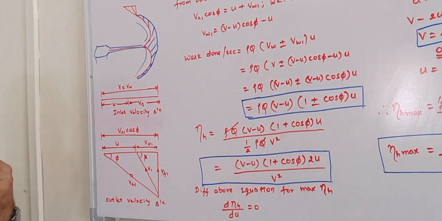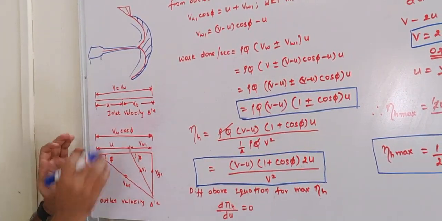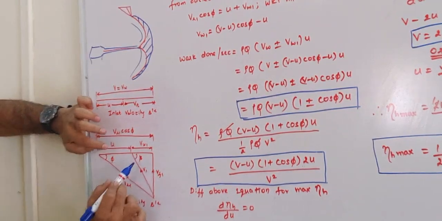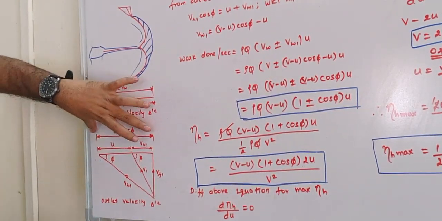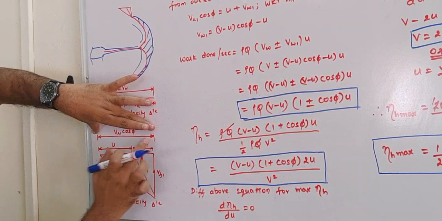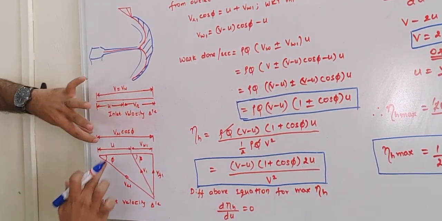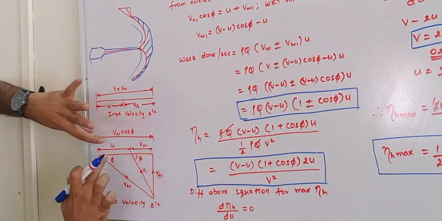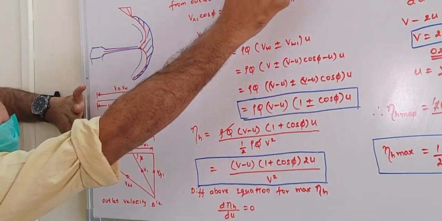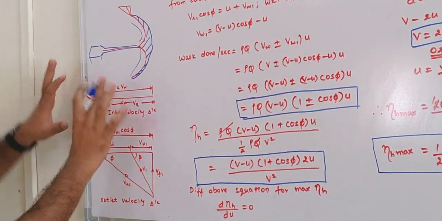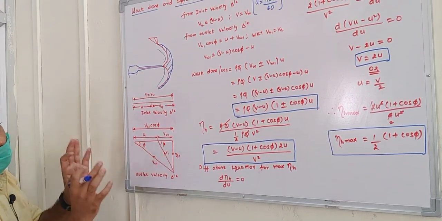Okay, now here in this velocity triangle, phi beta is there. Now I can write like this: Vr1 into cos of phi will be this entire distance. So Vr1 into cos of phi will be equal to u plus Vw1. U we already know from this equation. So this is the inlet velocity triangle and outlet velocity triangle.